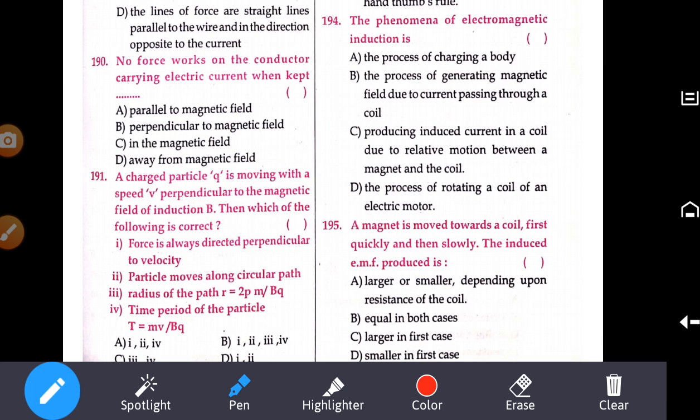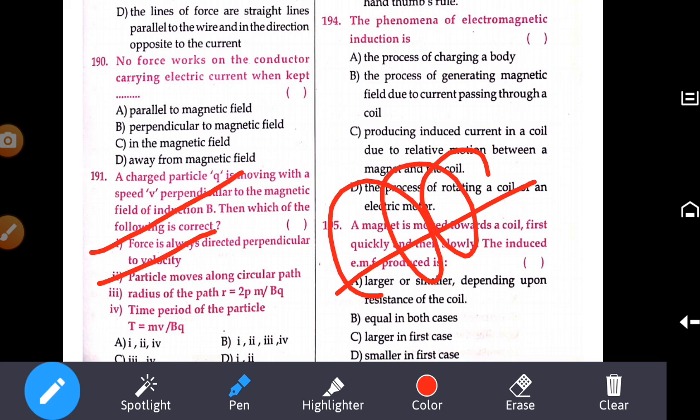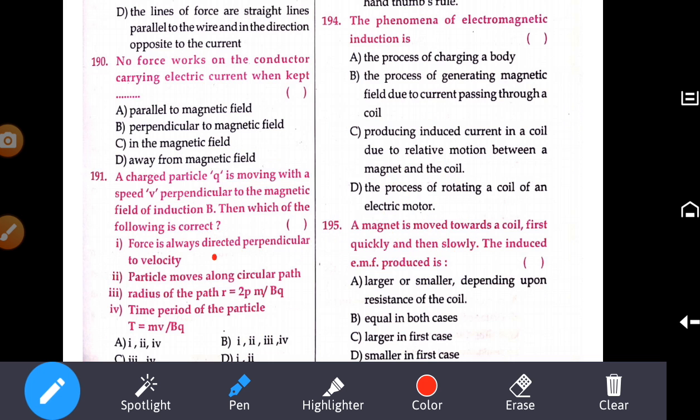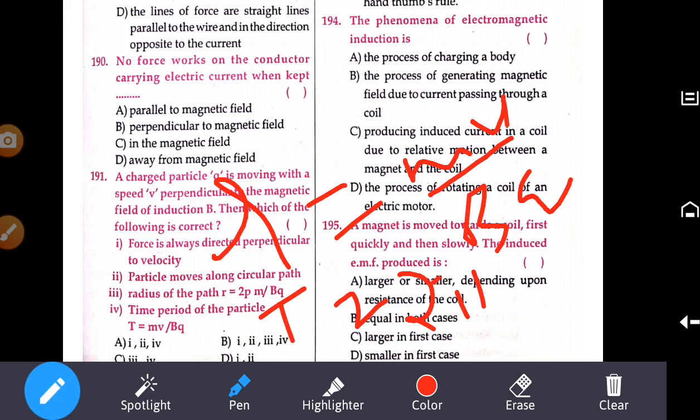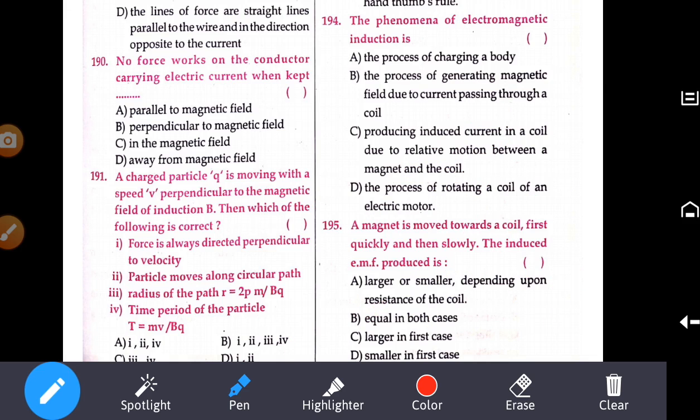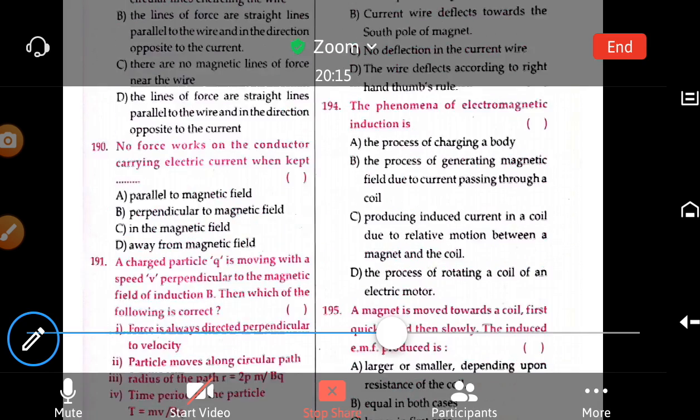Now 191 question. A charged particle Q is moving with a speed v perpendicular to the field of induction B. Then which of the following is correct? Force will be directed perpendicular to the velocity. That is correct. Second point, the particle moves along a circular path. Okay, circular path only. Third point, radius of the path is 2 pi m by Bq. It is not that. The radius of the path formula is mv by Bq. What is the time period formula? 2 pi m by Bq. So radius is wrong, time is wrong. So 1 and 2 are correct. Option number D is our answer. Let's see the next question.